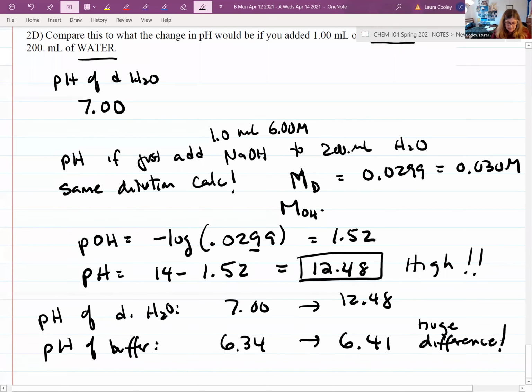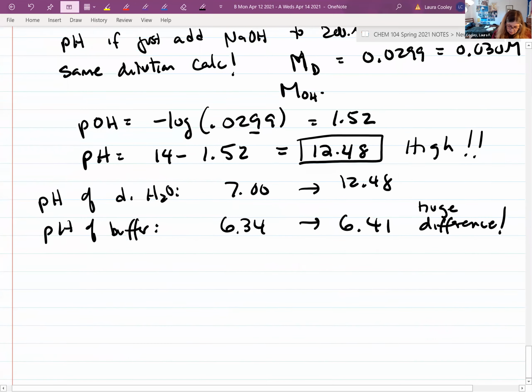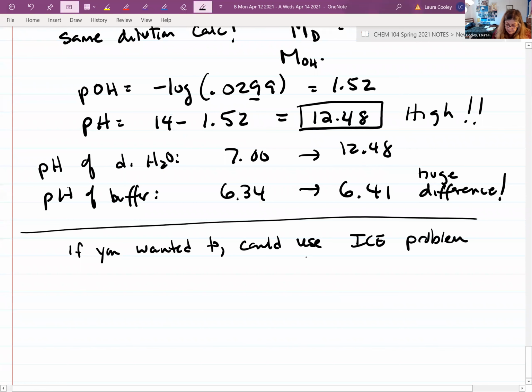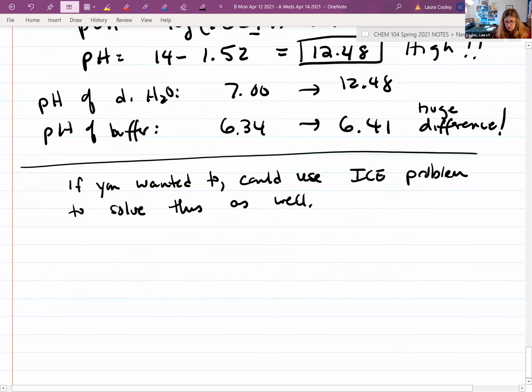I do want to point out that if you wanted to, you could use the ICE type of problem to solve this as well. And you could do this for adding acid as well. You would have to start with the same equilibrium.